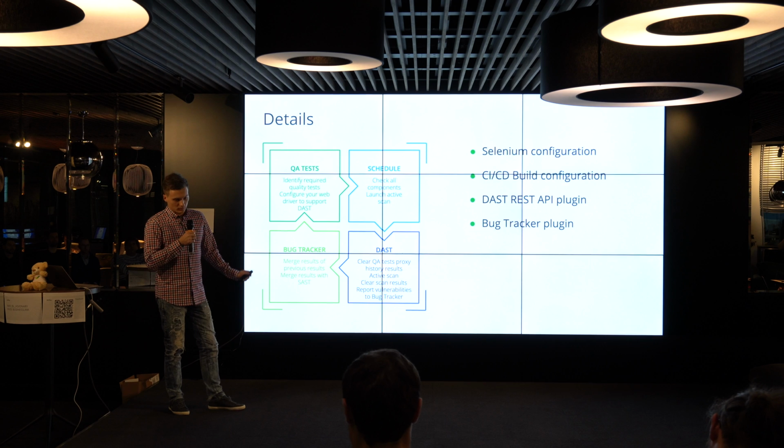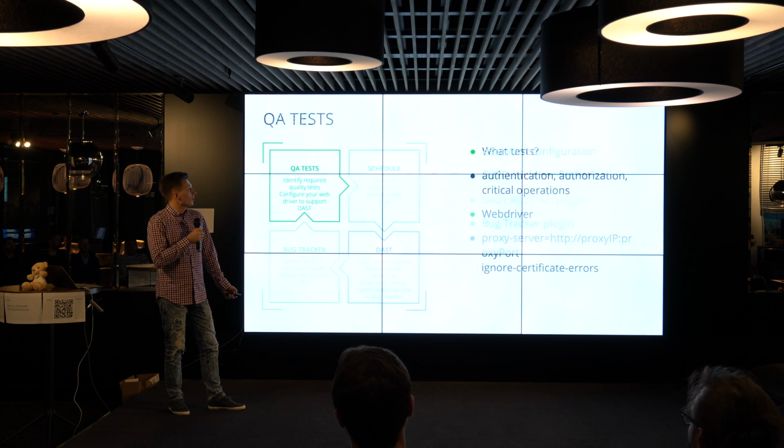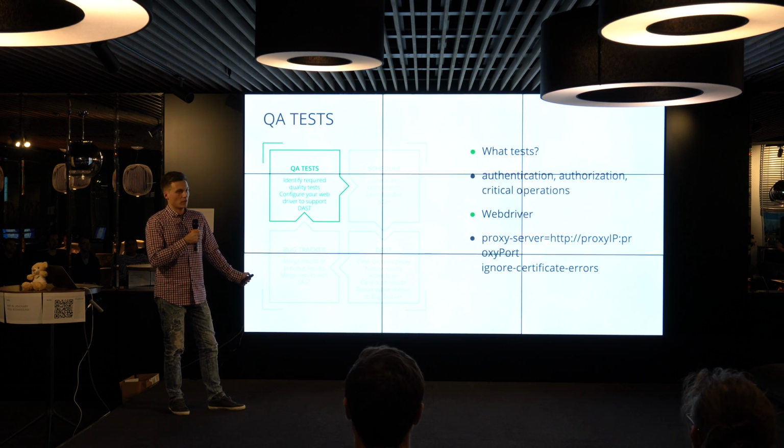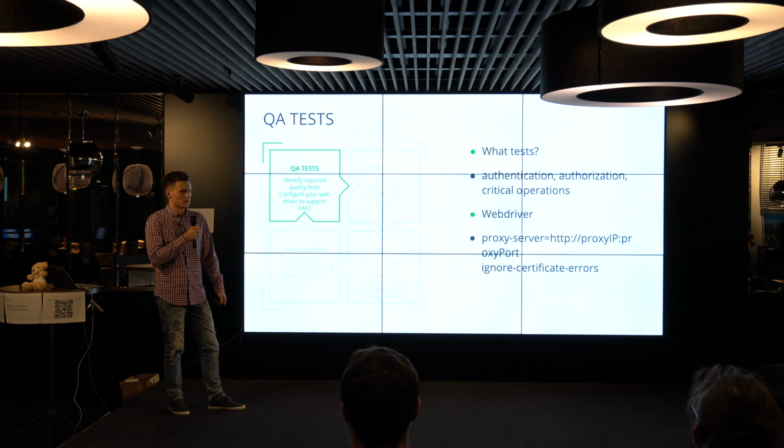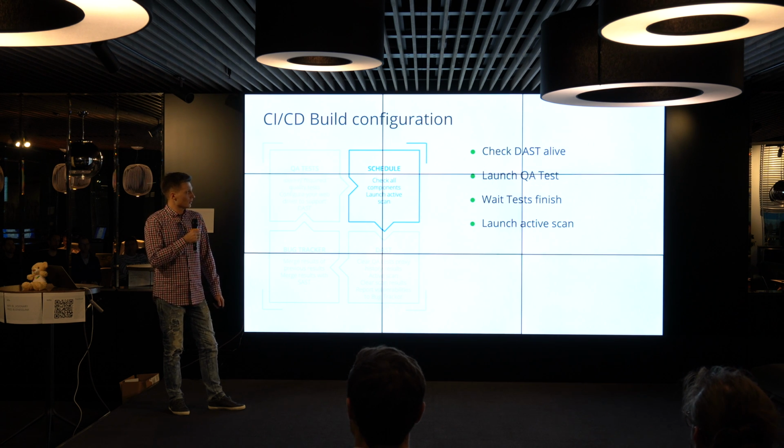A couple more details on each step to make sure everything is clear. You have to identify what kind of tests you are most interested in. We are now interested in our authentication and authorization tasks. Our critical operations are all about checking user rights to perform any work or task in our software. We would like to know that the user has enough access to perform account management tasks and so on. We use a very simple WebDriver. It just extends the normal WebDriver with a simple proxy server and certificates. And the CI tasks are pretty simple: check that DAST is alive, launch the QA test, wait for it to finish, and launch the scan.